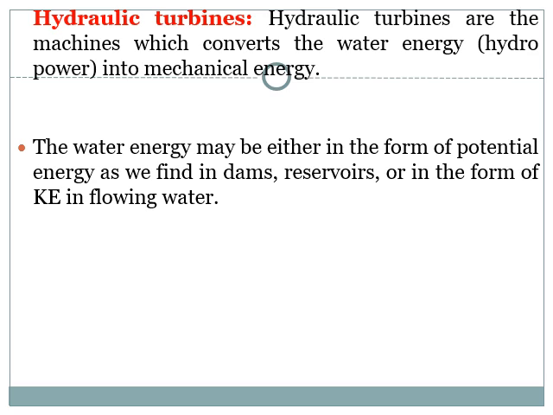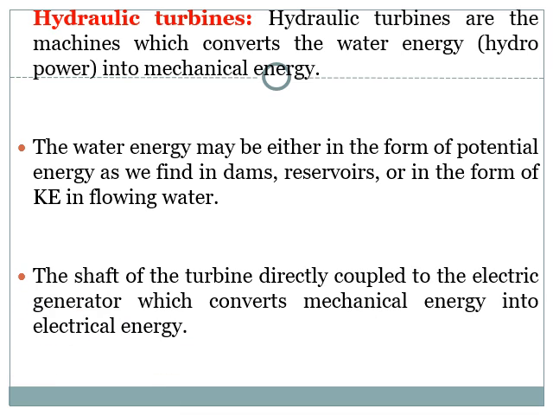While it is flowing through the penstock, the potential energy gets converted into kinetic energy. Initially, when water is stored in a dam, the potential energy is available there. Then it gets converted into kinetic energy while it is flowing through the penstock, as well as when it is discharged to the nozzle.